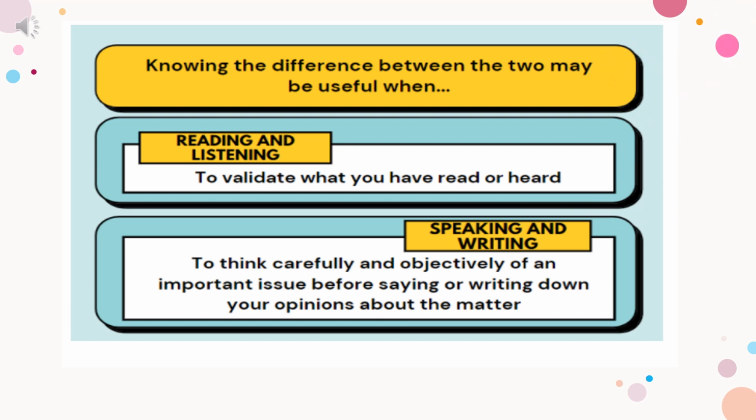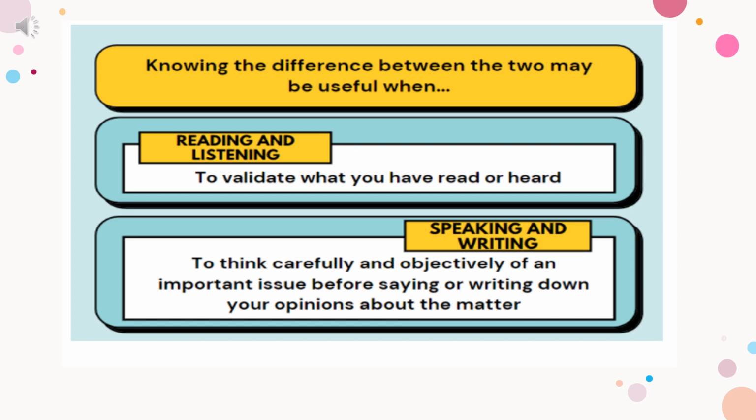Why is it really necessary for us to study the difference between bias and prejudice? Knowing the difference between the two may be useful when, number one, reading and listening, to validate what you have read or heard, whether what you have heard about something is a bias or a prejudice, for you to verify whether the person who is speaking is presenting to you facts or just subjective content of what they believe to be right or wrong. Okay?